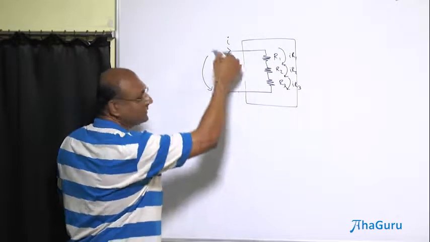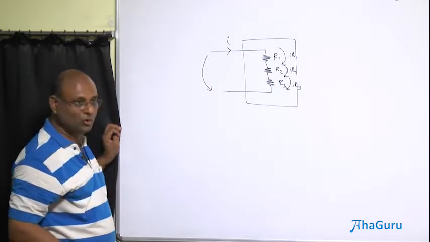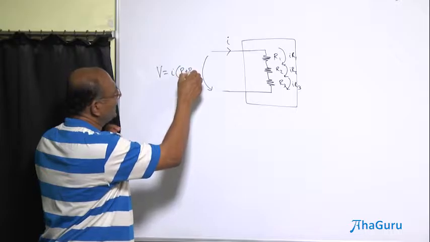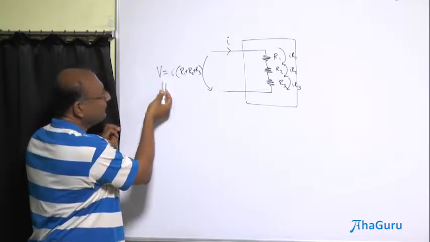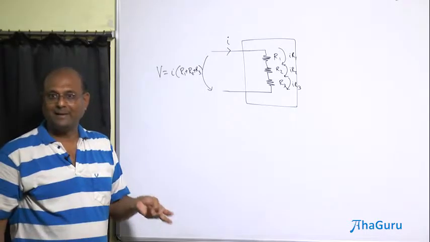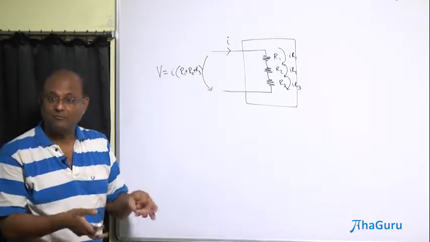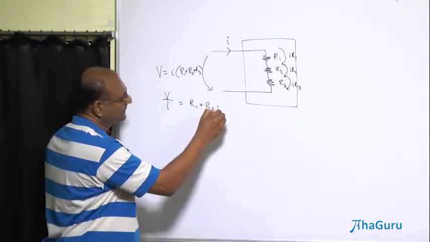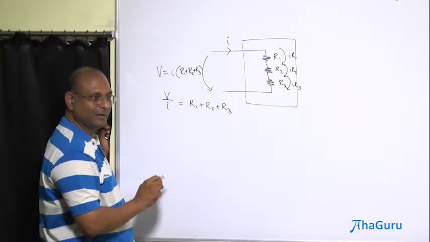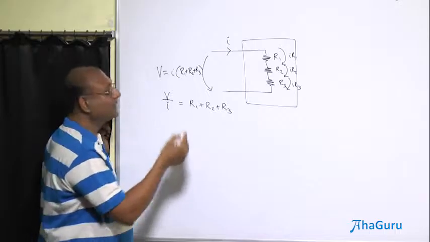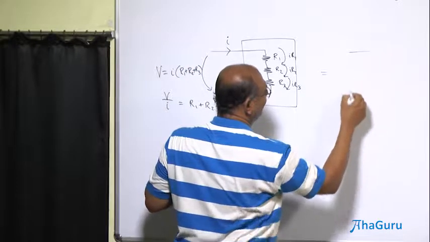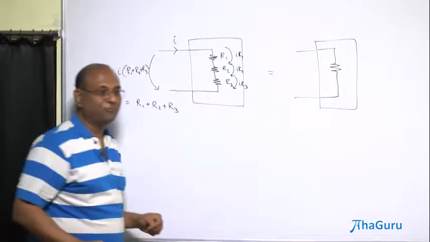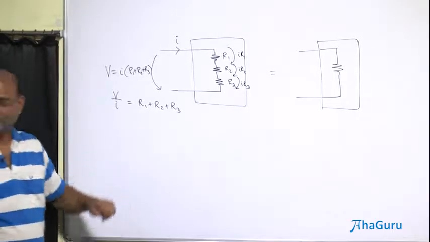And so what is this potential drop? Well, it is the same as this, because these two are the same. So it is I into R1 plus R2 plus R3. So this V is I into R1 plus R2 plus R3. So clearly V by I is a constant, because V by I is R1 plus R2 plus R3 for every I. That constant is what we call resistance. So this fellow behaves like one single resistor of value this constant, which is R1 plus R2 plus R3.